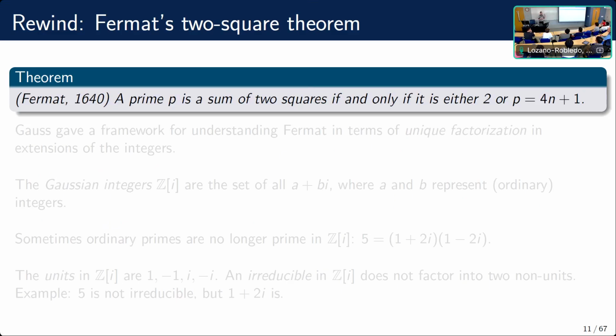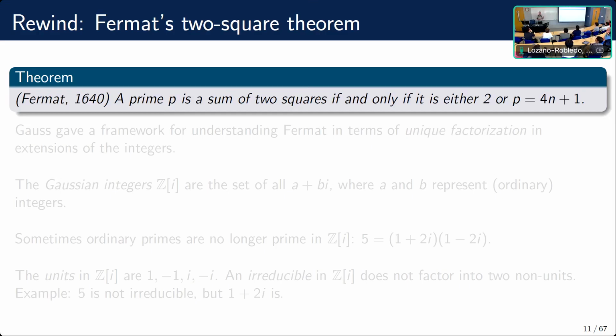So let's rewind. Let's take this topic all the way back to 1640. Breaking news. Fermat proved something many centuries ago. So this is Fermat's famous two squares theorem, and it says that a prime is the sum of two squares under exactly two conditions. It could either be 2, which is 1 squared plus 1 squared, or if it's odd, it has to be 1 more than a multiple of 4. And it's an if and only if. So the primes which are 1 more than a multiple of 4 are the sum of two squares.